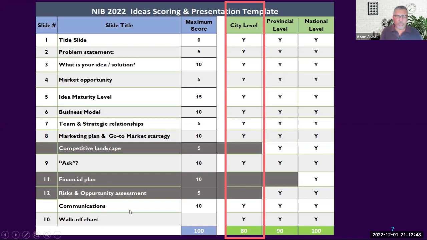Of course, there's no chart for communications that will be judged by the judges. So, this is our slide deck, at least 10 slides that you need to prepare. And we'll go through each of those slides one by one.